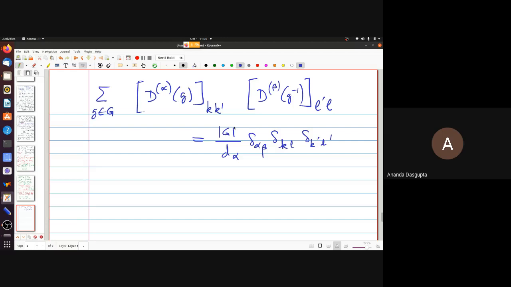Now, if I want to convert this to a statement about traces, what do I have to do? How do you get a trace here? All you have to do is set k equal to k', sum over all k. And put l equal to l', sum over all l. This is valid for all k', all l'. So I can of course choose k' to be the same as k. That will just give me a diagonal element, but then I can sum up over the diagonal element. And of course I have to do it on both sides.